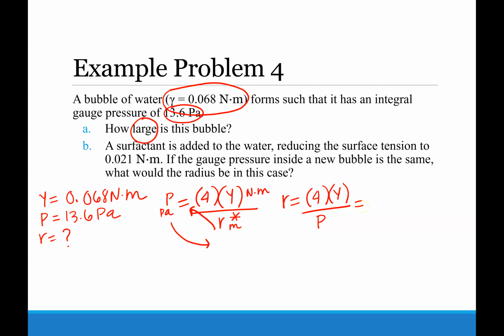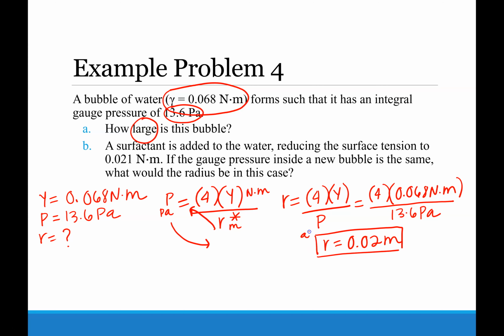And so we can go ahead and plug in all of our variables since they're all in their correct units at this point. So 4 times 0.068 Newton meters divided by the pressure of 13.6 pascals. So 4 times 0.068 divided by 13.6 equals a radius of 0.02 meters. And so that's the answer for part A.